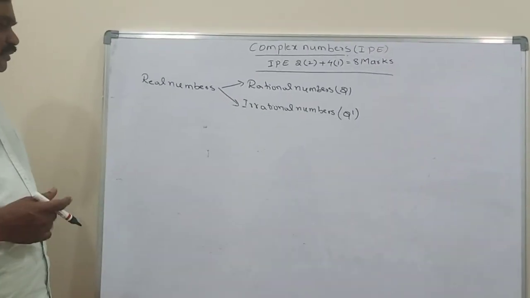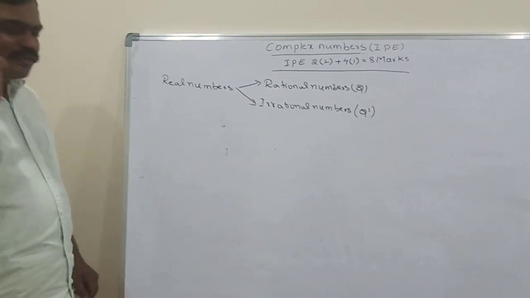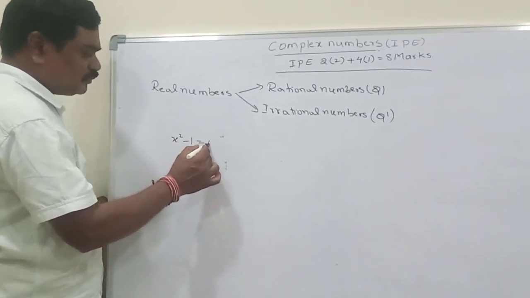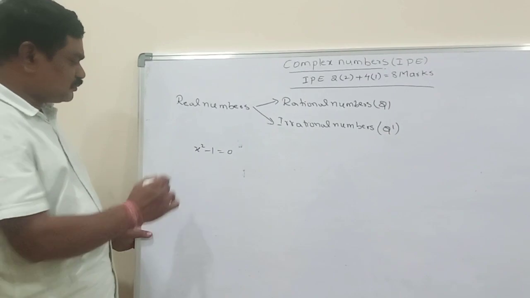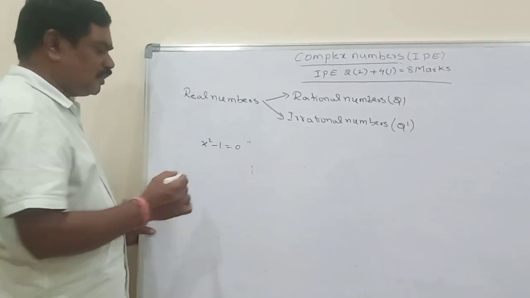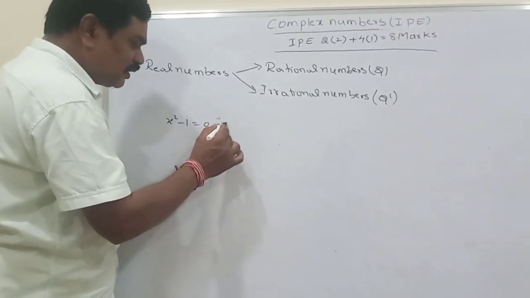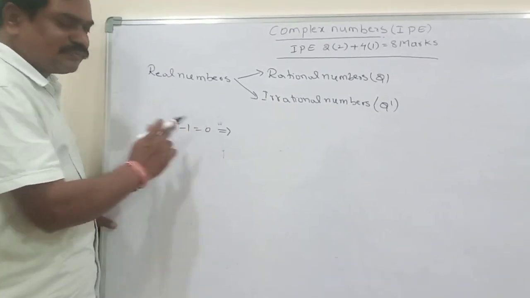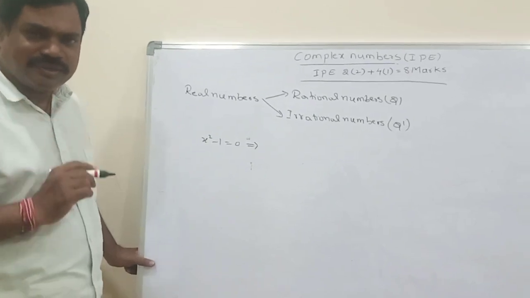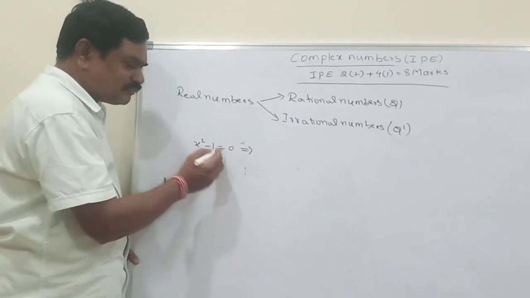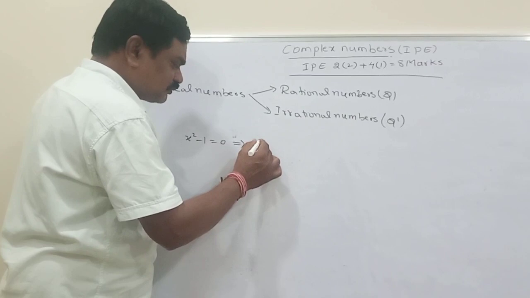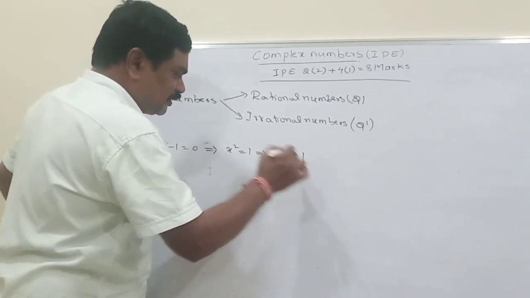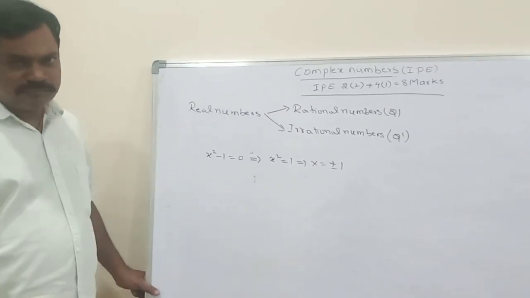Here is one more thing. Take an equation like x square minus 1 equal to 0. What do we get from this quadratic equation? x square equal to 1, so x is equal to plus or minus 1.